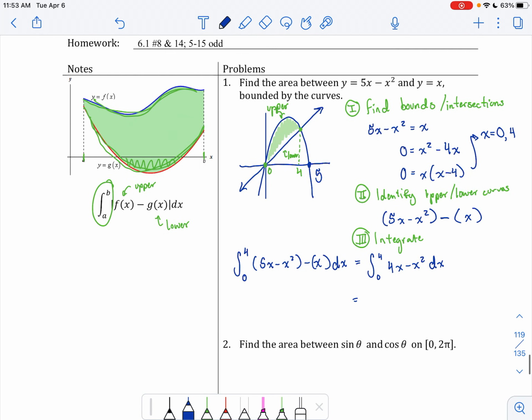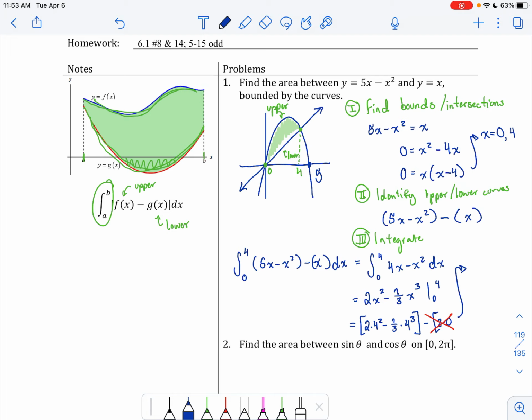Use my anti-power rule to get the integral, which would be 2x squared minus 1/3 x cubed, apologies for that, from 0 to 4. Now when I plug in 4, I get 2 times 4 squared minus 1/3 times 4 cubed, minus 2 times 0 squared, which is 0, minus 1/3 times 0. So I'm just going to not worry about that 0 term.